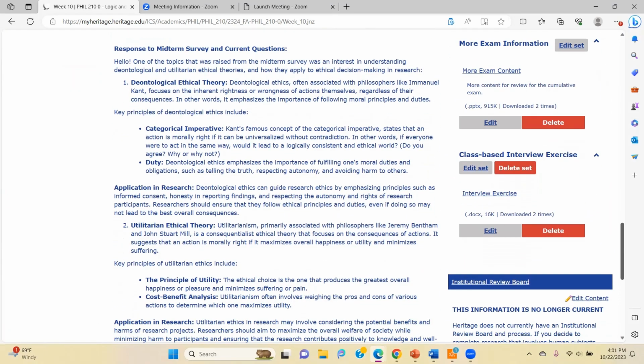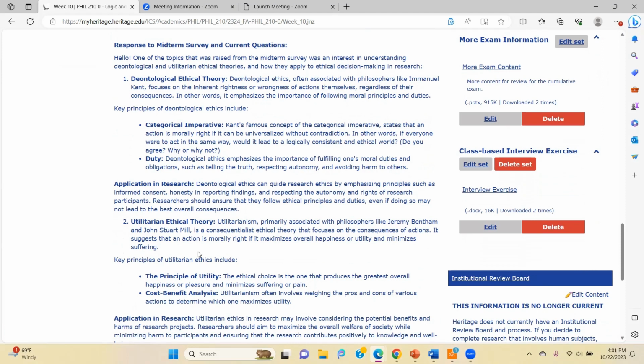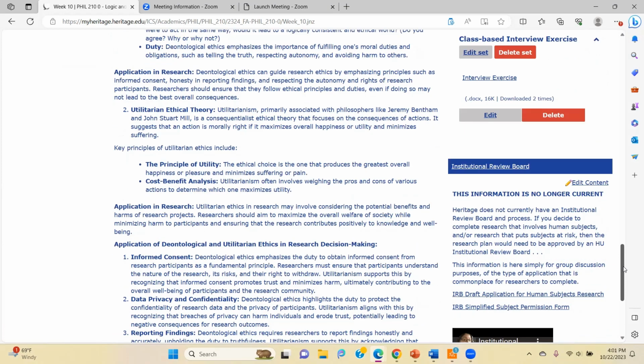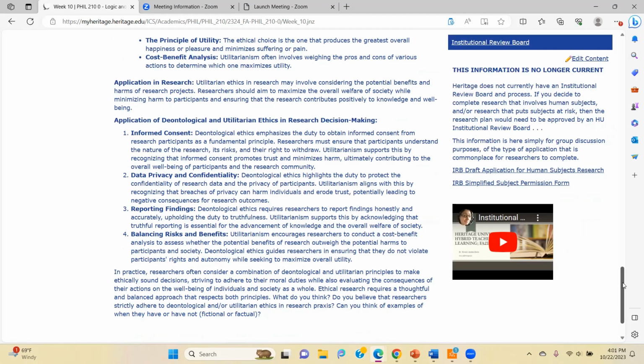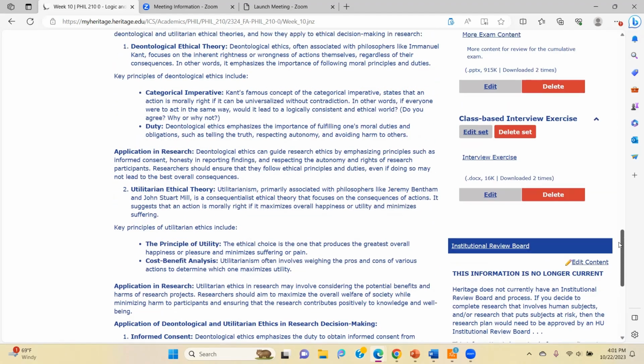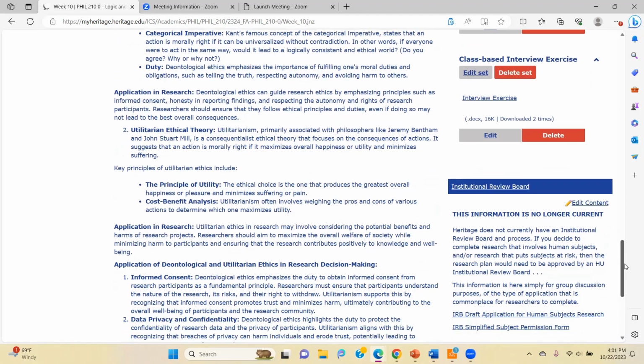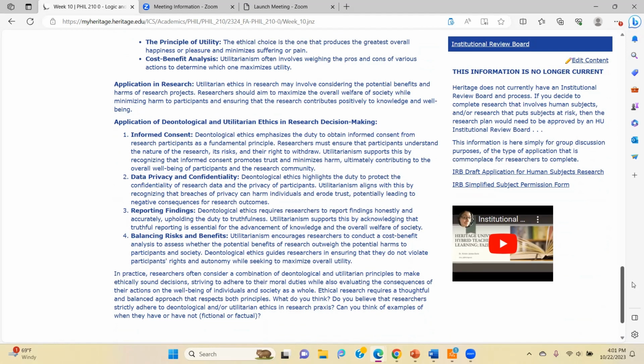your homework. And then looking at the response to the midterm survey, one of the topics that was raised from the midterm was an interest in understanding deontological and utilitarian ethical theories and how they apply to ethical decision making and research. I would ask those online to read thoroughly through this. I will be directing those that are actually in the course and the campus based. We will be working through this together in group discussion.